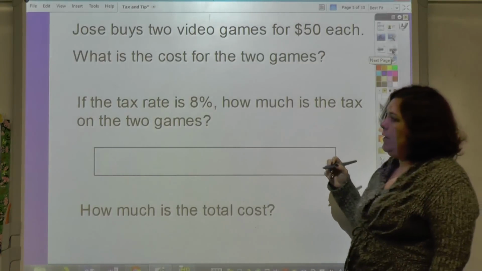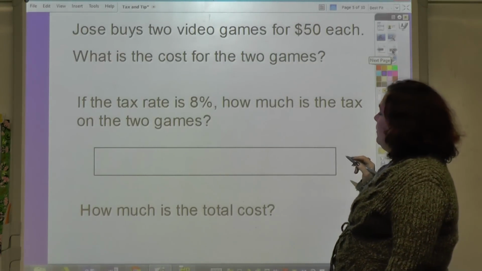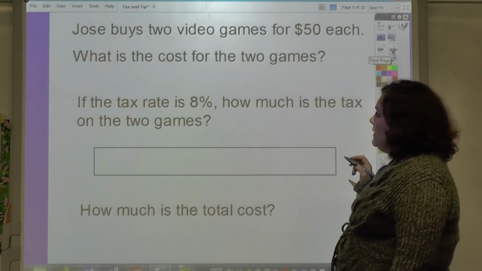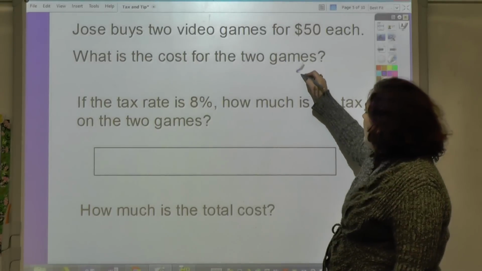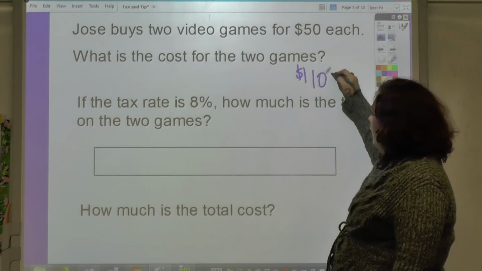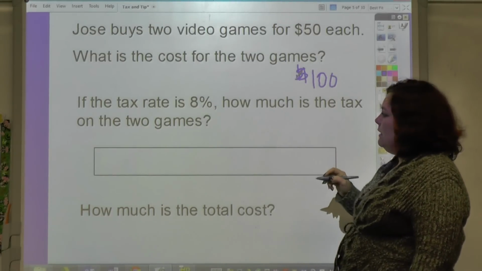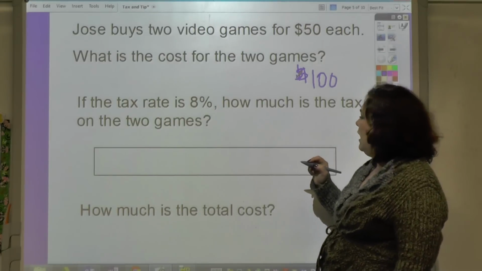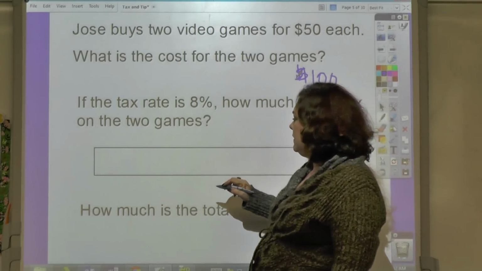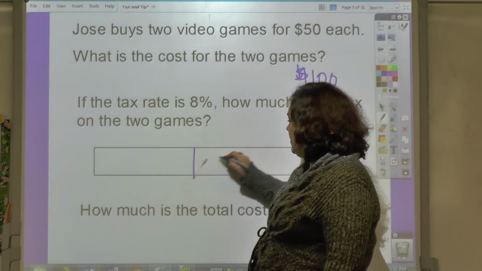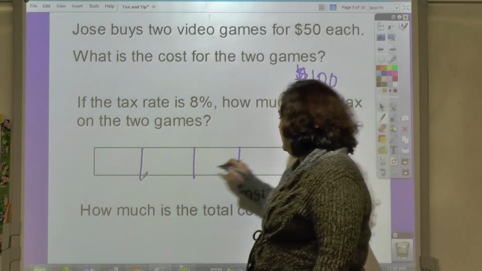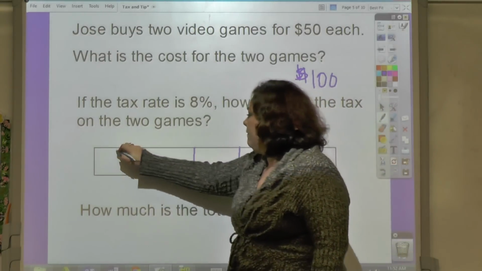So let's try one. Jose buys 2 video games for $50 each. What is the cost of the 2 games? Well, it's $100, right? And if the tax rate is 8%, how much is the tax on the 2 games? Well, to get to 8%, we're going to need to get 10 and 5 first.